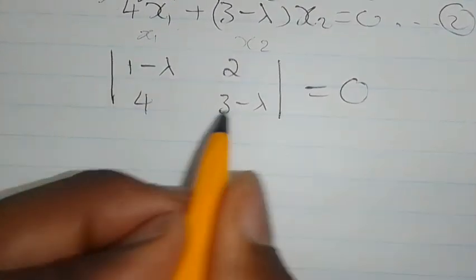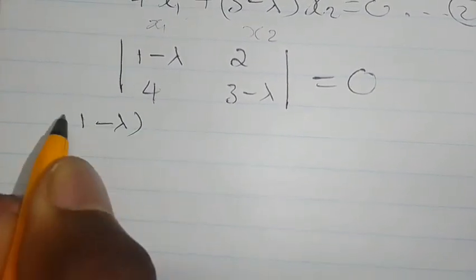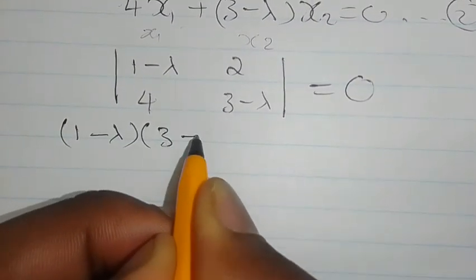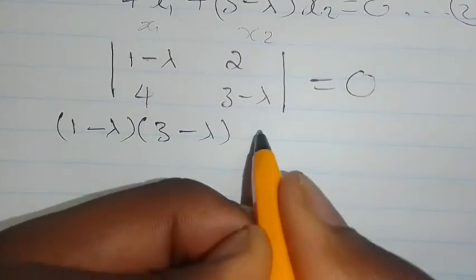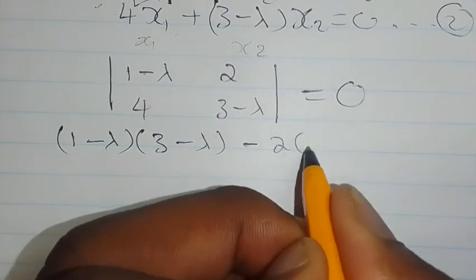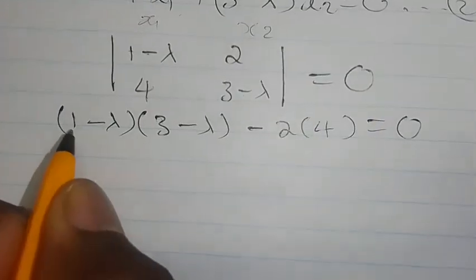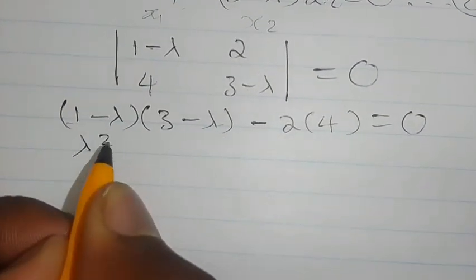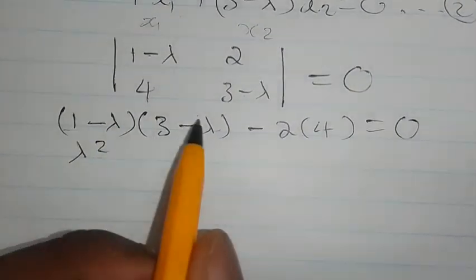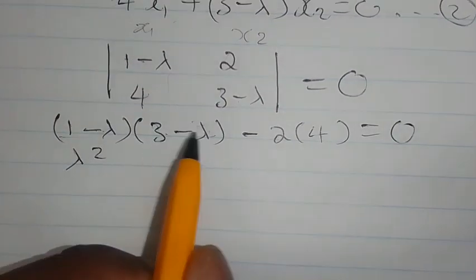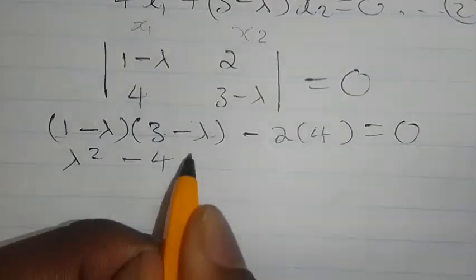So now, applying the rules of finding the determinant, you're going to have (1 − λ) multiplied by (3 − λ) minus 2 multiplied by 4, and this will be equal to 0. Then you multiply, and you're going to have λ squared, obtained from −λ times −λ. And here you have −3λ, and here you have −λ, so you get −4λ there.